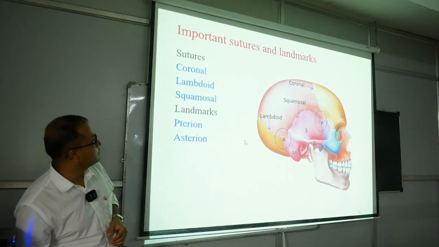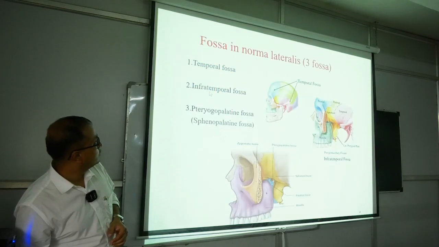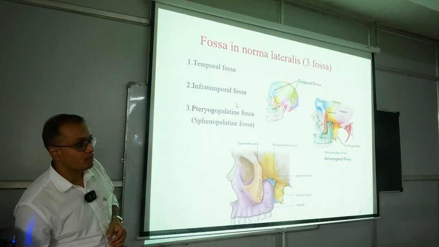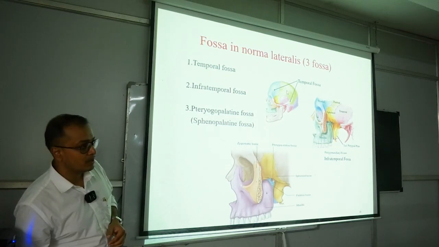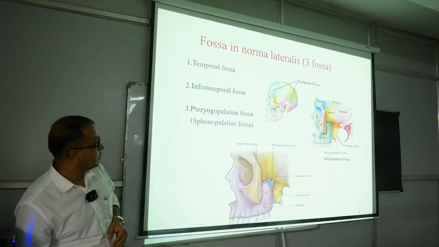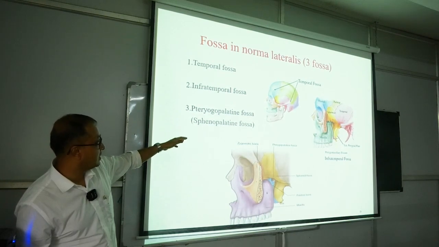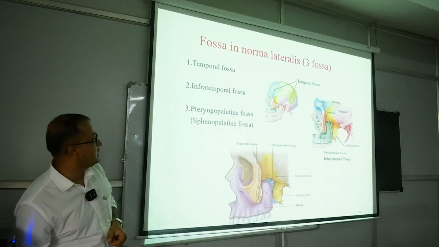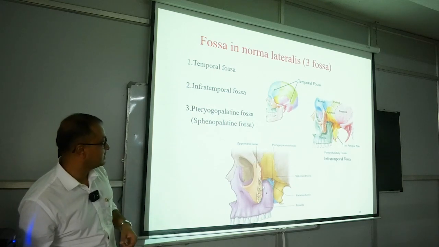In this particular region, we see some spaces, which we call the temporal fossa and infratemporal fossa, based on the zygomatic process. Above the zygomatic process, we have the temporal fossa. Below this, the infratemporal fossa. Now deep to the infratemporal fossa, between the maxilla and the sphenoid bone, we have a deep cleft. We call it the pterygopalatine fossa, which is a deep space present here.